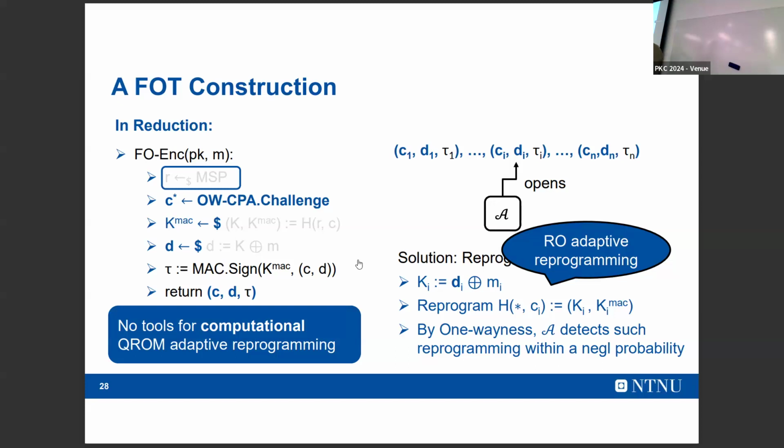But if we want to lift this proof to the quantum setting, here is the problem: we do not have any tools for computational quantum adaptive reprogramming. Why do we consider computational reprogramming? Because normally one-wayness is some computational assumption, like the one-wayness of the ElGamal algorithm based on the Diffie-Hellman assumption, which is a computational problem. So we need this computational property so that it can support us to construct the computational reduction, which means that if the adversary is polynomial time, then the reduction is also polynomial time, and we construct an efficient reduction.